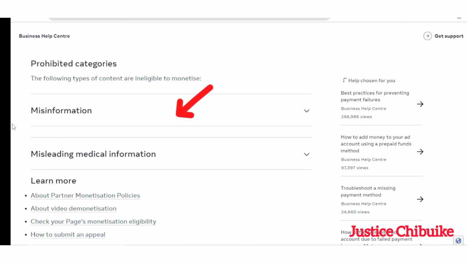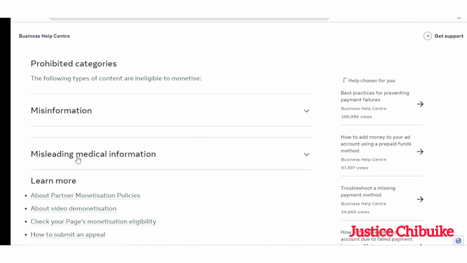Misinformation. When you try to mislead people, Facebook is against it. Misleading medical information. Facebook doesn't play with this medical information stuff. So if you are not a medical practitioner and you are posting about medical stuff, once they know that you are not giving out the right information.